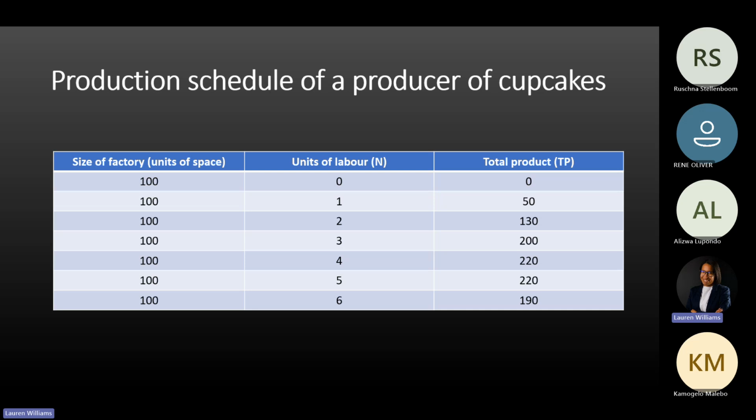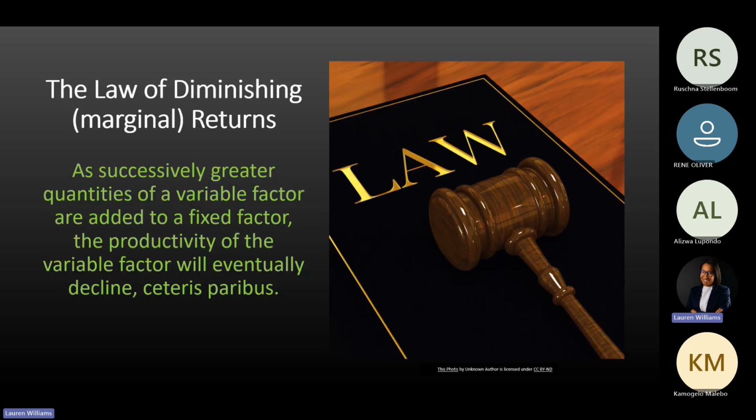So you're paying the fifth and the sixth laborer, two laborers, and they're actually not contributing towards the business. So that's what we're talking about here. And that's where the law of diminishing marginal, meaning additional, returns comes from. It states that the greater the quantities of the variable factor are in a fixed factor, the productivity of the variable factor will decline.